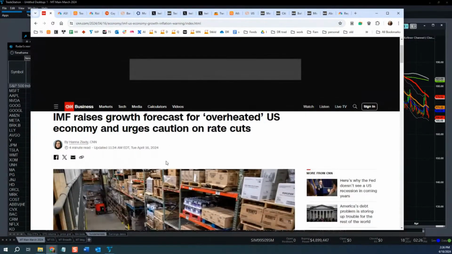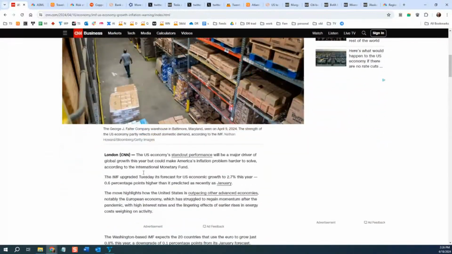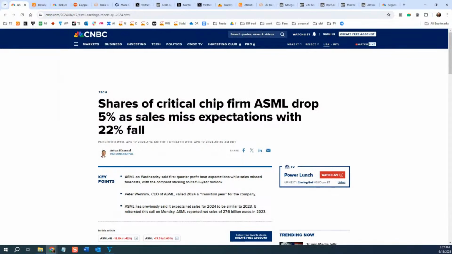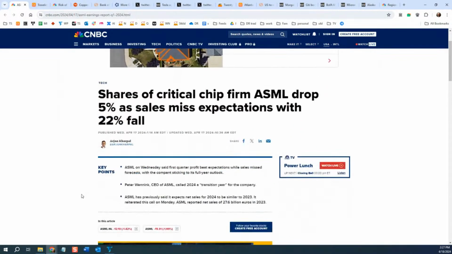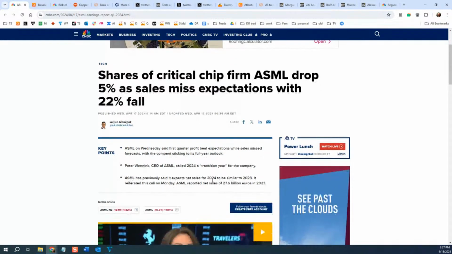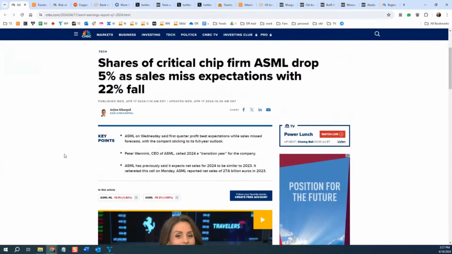All right, IMF raises its growth forecast for the world. It basically cites the United States and China. Just an interesting one there. ASML had bad news on semiconductors. I'm not really sure what to make about that. This is kind of like Applied Materials. It's actually a Dutch company, but it's a big name for semiconductor supplies.